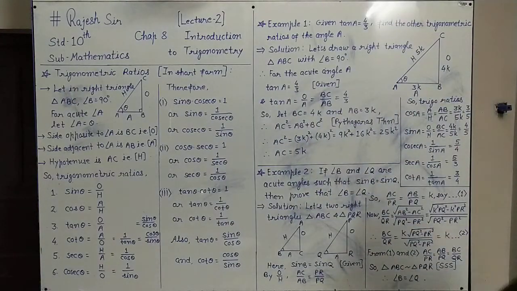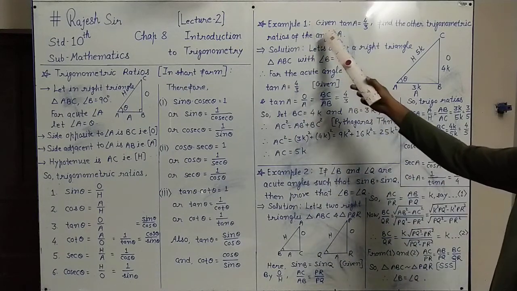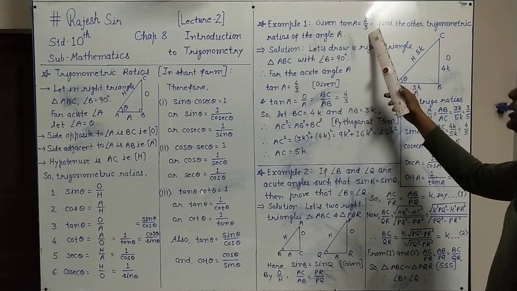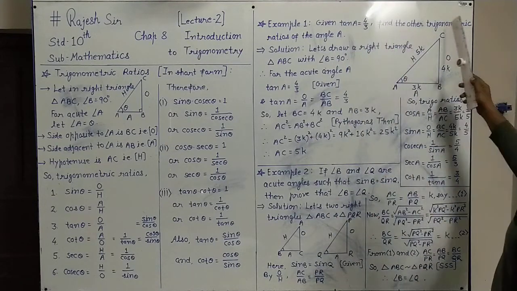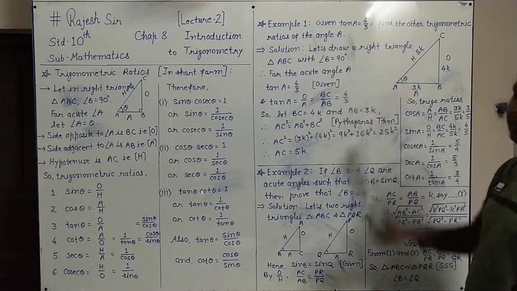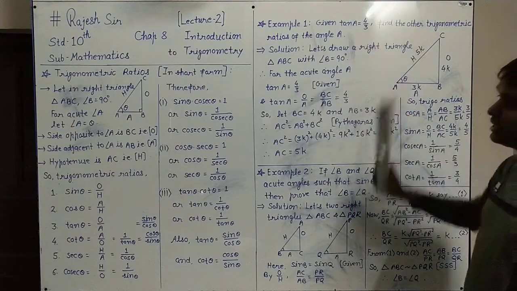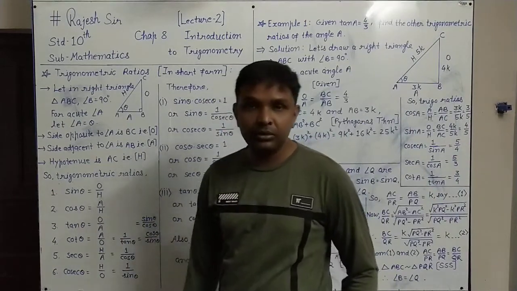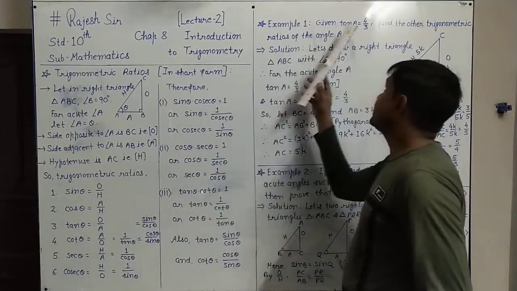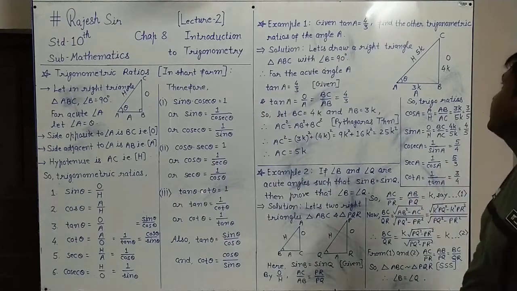So now, after understanding all the trigonometric ratios, example 1 is given: tan A equals 4 upon 3. Find the other trigonometric ratios of the angle A. One, tan A, is given. As we have seen here, we have a total of 6 trigonometric ratios. In that, 1 is given, so the remaining 5 we have to find.